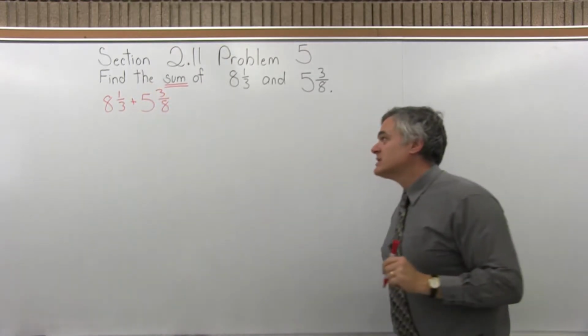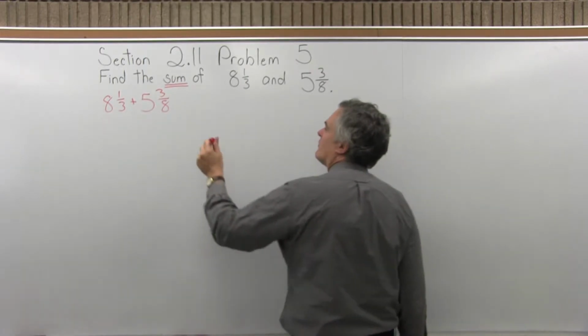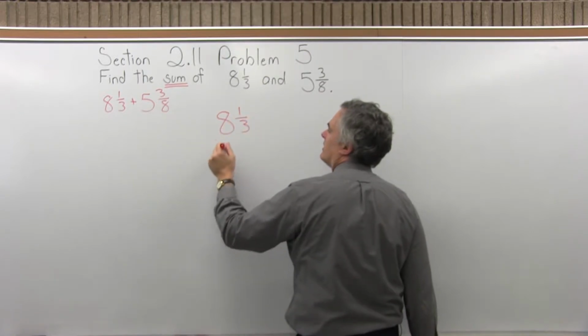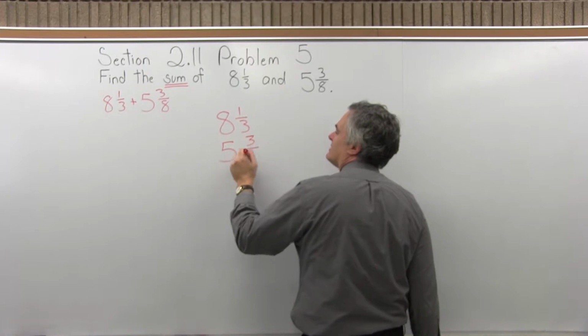And again, like the previous couple of problems, it can be done in this format easily enough. I prefer the vertical format. I think that makes it a little bit easier. So I'm going to write it this way, 8 1/3 plus 5 3/8.